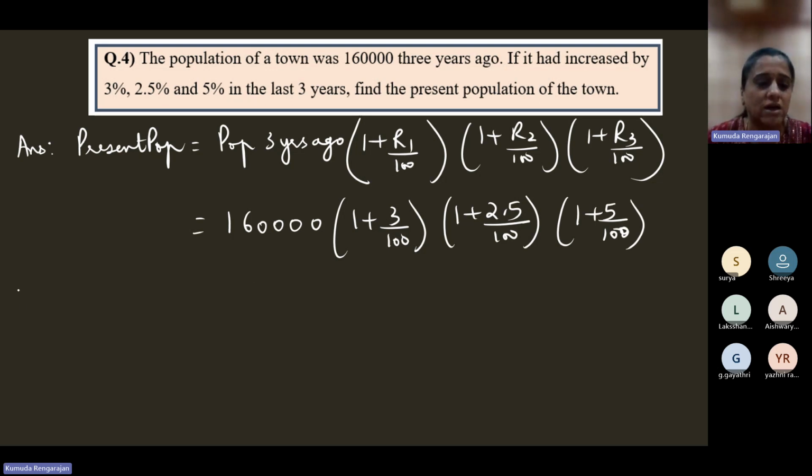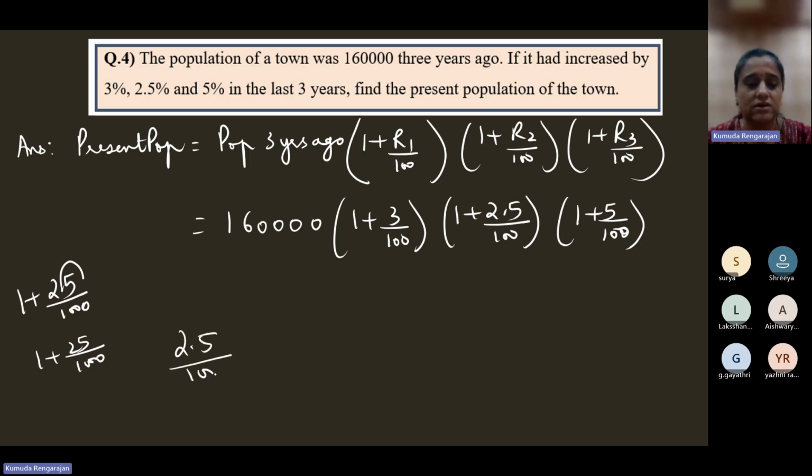And how do you handle 1 plus 2.5 by 100, children? Just shift the decimal point, it will become 25. So add a 0 here. So it'll be 1 plus 25 by 1000. If I multiply the numerator by 10 and denominator by 10 in your mind, 2.5 into 10 is 25, denominator 100 into 10 is 1000. Now cancel. 25 ones are 25, 40 times.